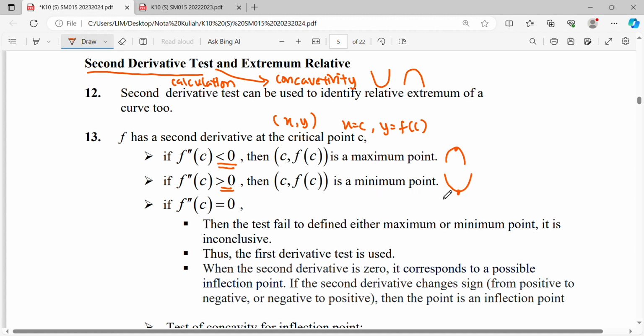But if you substitute into your second derivative and you get 0, we cannot conclude whether it is a maximum or minimum. It gives us inconclusive. Therefore, to identify whether the critical point is a maximum or minimum, only the first derivative test can be used to justify the answer.